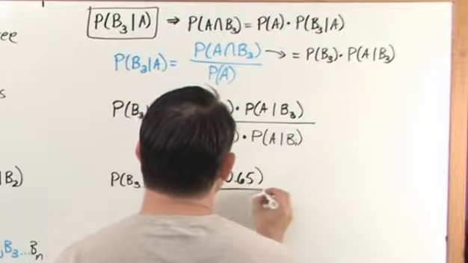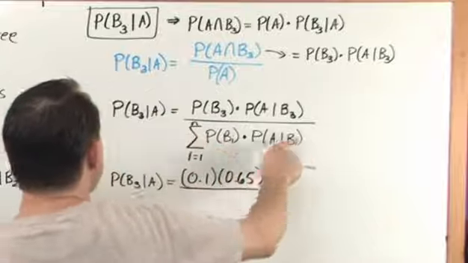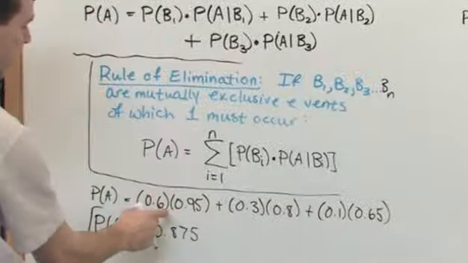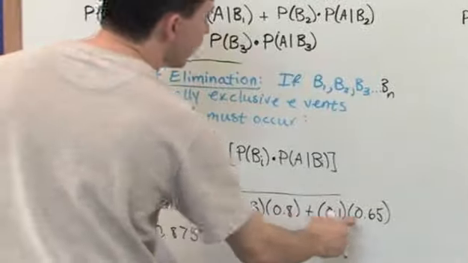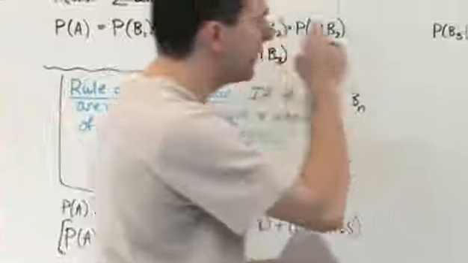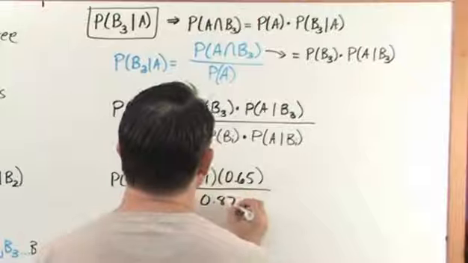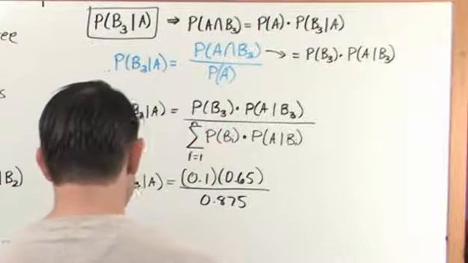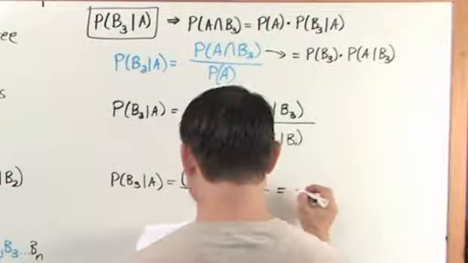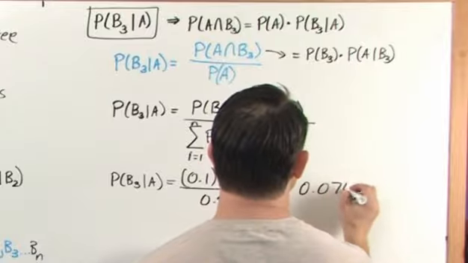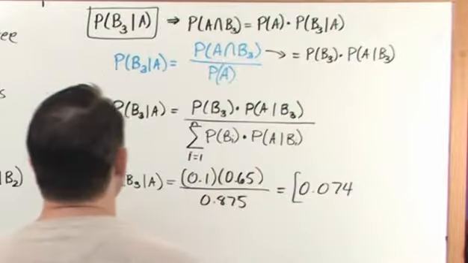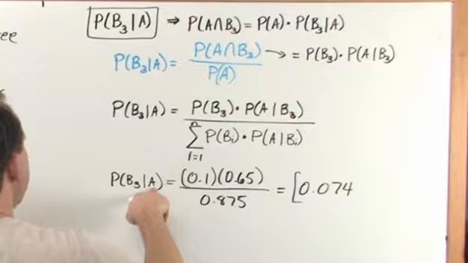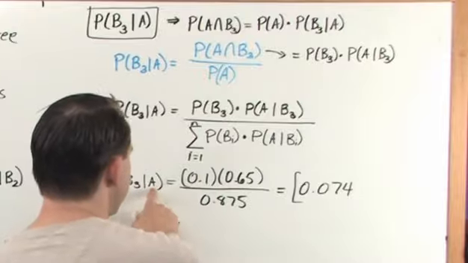Divided by this rule of elimination, which covers all of the paths. And we calculated that right here, way down here. This is the top path, this is the middle path, and this is the bottom path. So we get 0.875. So when you multiply the top and divide by the bottom, what you're going to get is 0.074. This is the probability that the car was built by plant 3 given that A occurred, that A is a problem-free car.